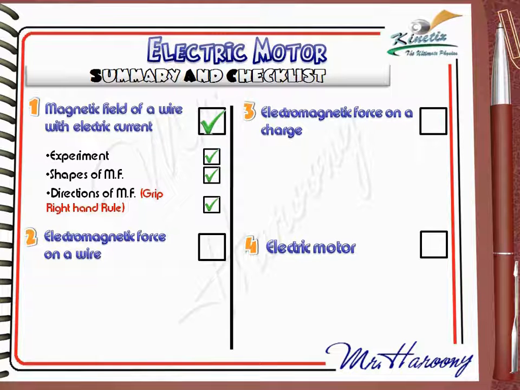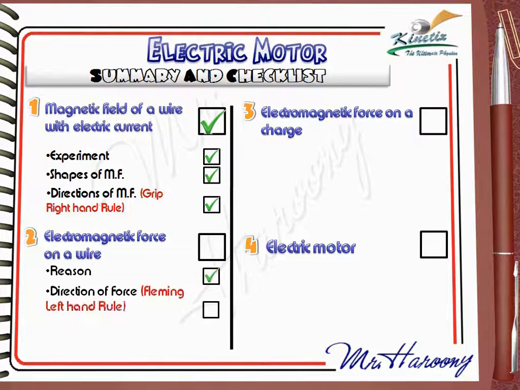You need to give the reason for the electromagnetic force on a wire. You must know the direction of the pushing force on a wire using Fleming's left-hand rule. After that, you must know the factors that can increase the force on a wire. Finally, you must know the conditions that make no force on the wire even though it has an electric current and it's situated inside the magnetic field.